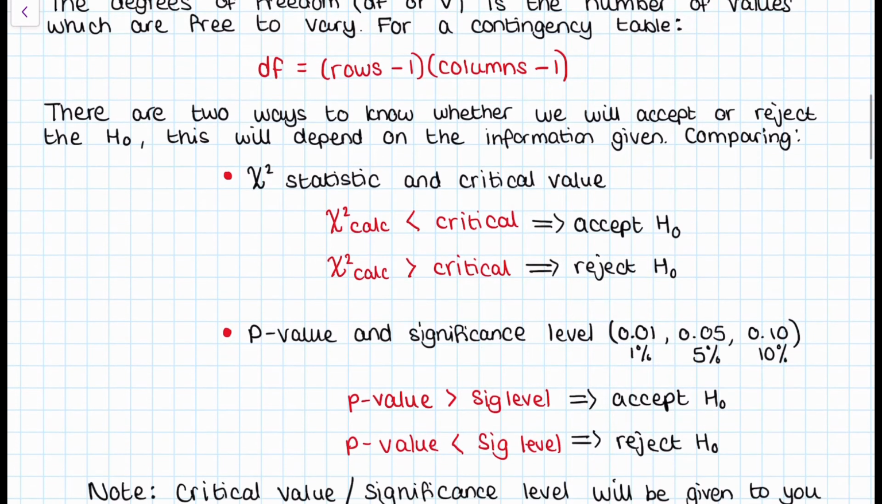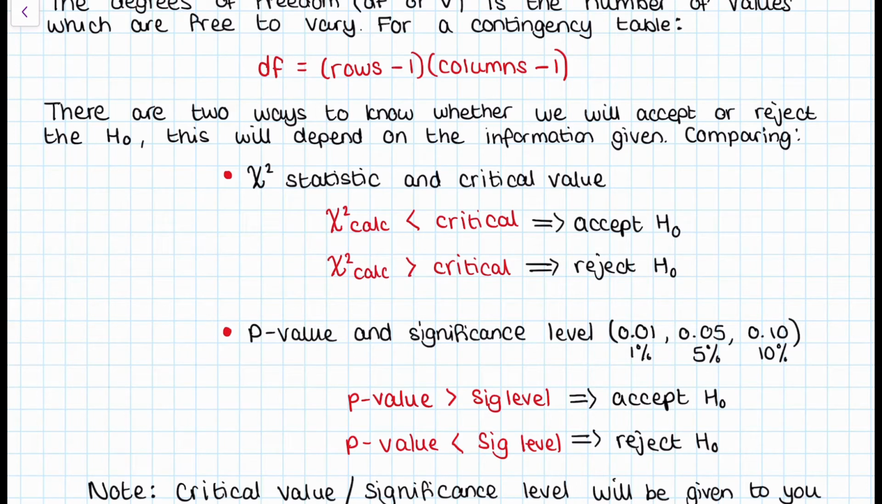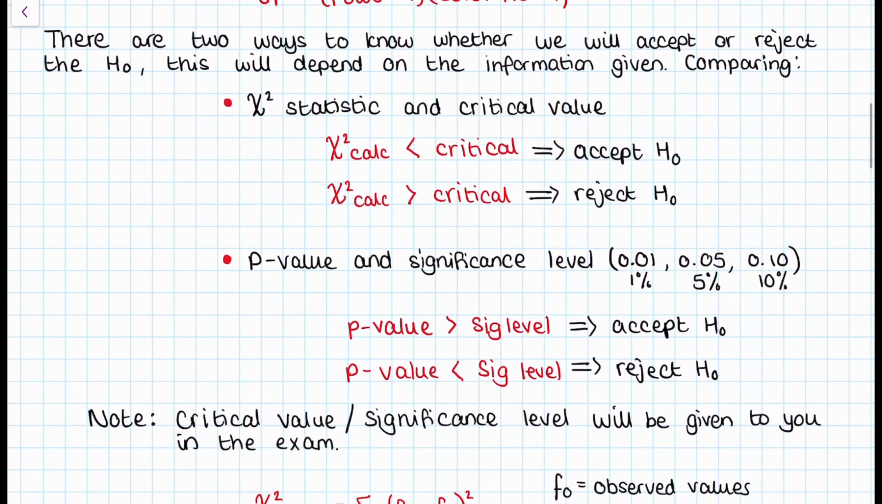You can also compare the p-value and significance level. Significance level will be given as a percentage, like 1%, 5%, or 10%. If p-value is greater than the significance level, then we accept the null hypothesis. If it is less than the significance level, then we reject. Just to note here that the critical value or the significance level will be given to you in the exam. So you just look at which one you've been given to then work out if you need the chi-squared or the p-value to evaluate it. Sometimes you may be given both. That's fine, you just pick one.